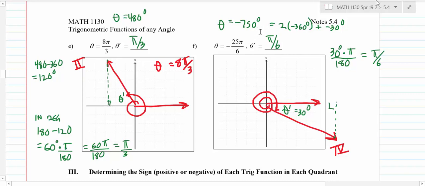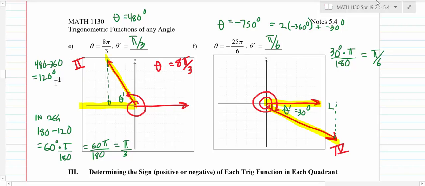Okay, so I just did 2 laps and 30 more, and that's what that reference angle is. The reference angle is always the distance between the x-axis and where you terminate. Same thing on here: it's the distance between the negative x-axis and where you terminate. That's it. If you know that concept, then you can always figure out what you do.